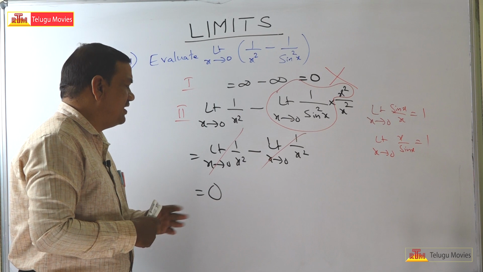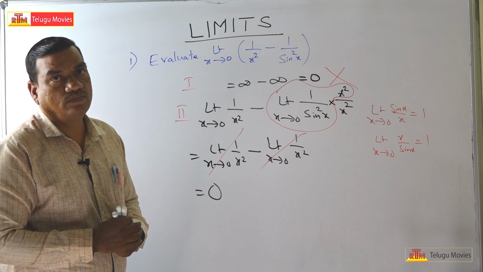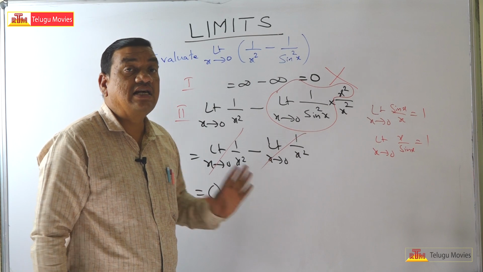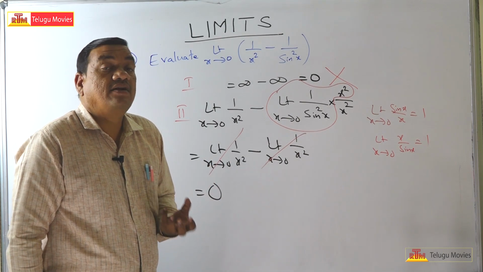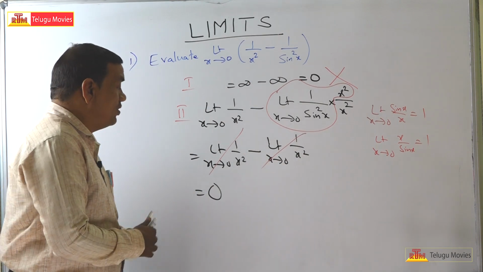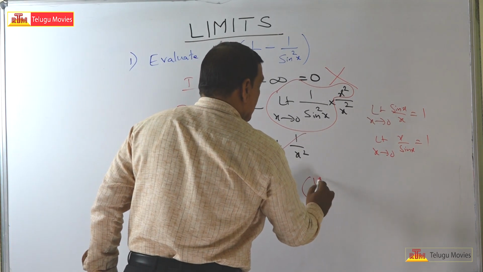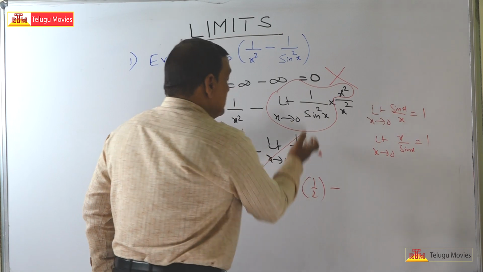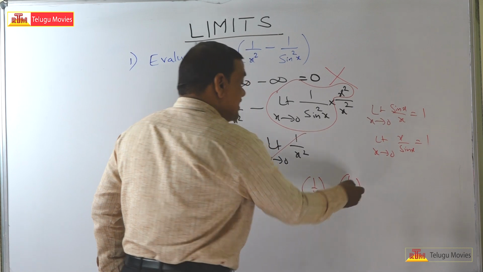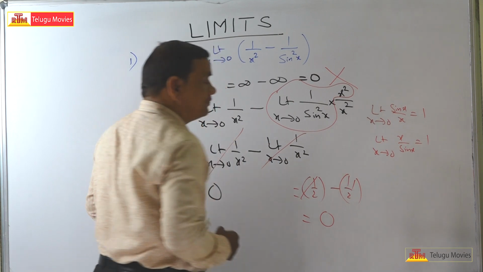It appears to be correct, but mathematically speaking, these two answers are wrong. Why? Because you cannot cancel these limit values unless we know the finite values. If, for example, the first function's limit value is 1 by 2 minus, and the second function's limit value is also 1 by 2, these are finite values. Therefore, you can cancel and you will get the answer 0.